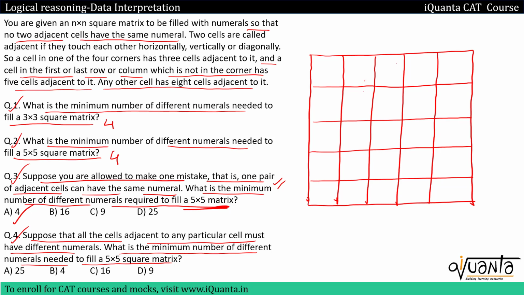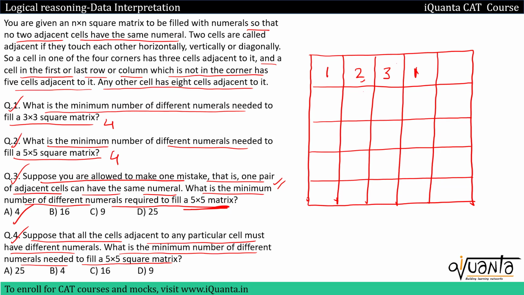So I have this 5 cross 5 square matrix over here. If I start filling 1 over here, we'll have 2 over here. Now adjacent to this 2, I cannot put 1. Why? Because all the cells adjacent to a particular cell must have different numerals. So I'll have to put a new numeral adjacent to 2, that will be 3. Then adjacent to 3, I should not have 2. I can use 1 over here because I have to minimize the number of numerals, so I'll always reuse whatever numbers have been included.